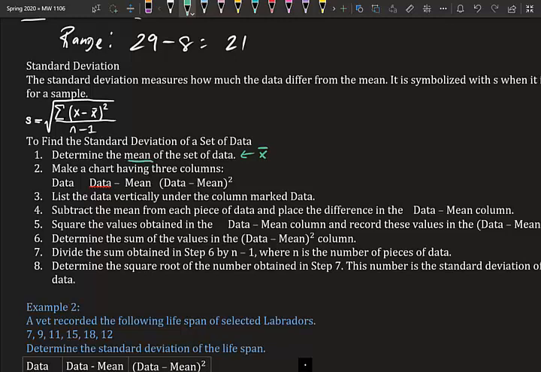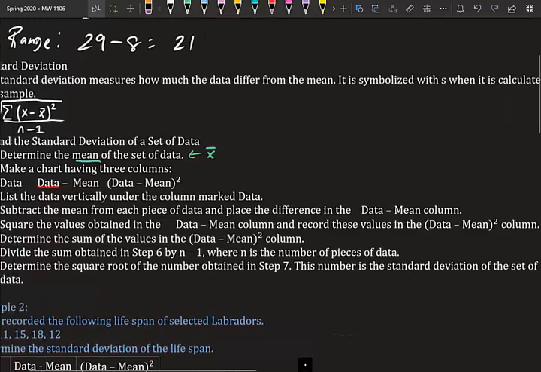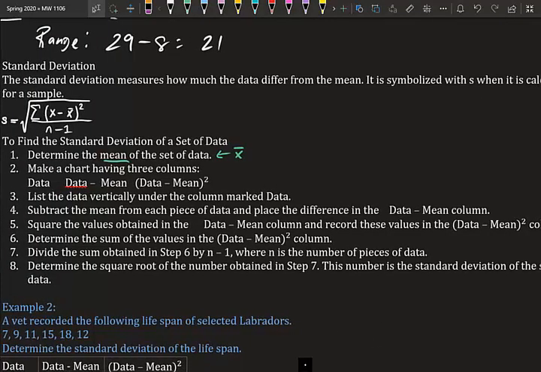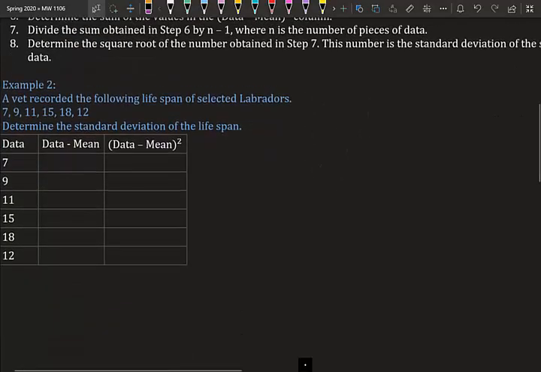Then you make a chart having 3 columns. The first column is data, the second column is data minus mean, and the third column is data minus mean squared. You list the data vertically under the column marked data, subtract the mean from each piece of data, and place the difference in the data minus mean column. Square the values obtained in the data minus mean column and record these values in the data minus mean squared column. Determine the sum of the values of the data minus mean squared column. Divide the sum obtained in step 6 by n minus 1, where n is the number of pieces of data, and then we square root it. I know that seems like a lot, but when we actually break it down, it's very straightforward, and I'll walk you through the whole thing.